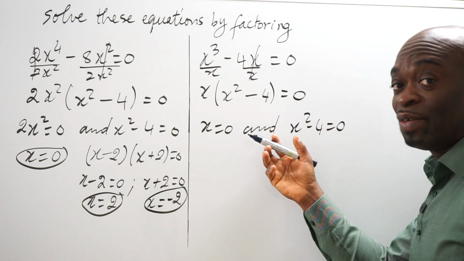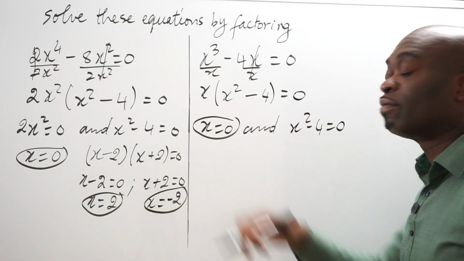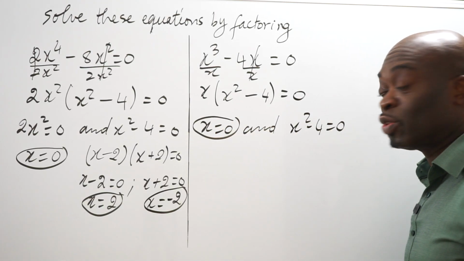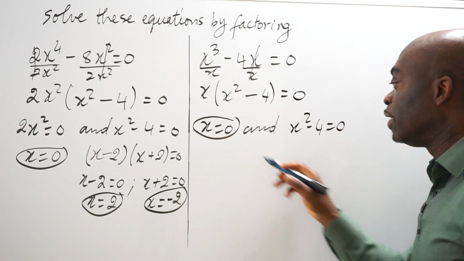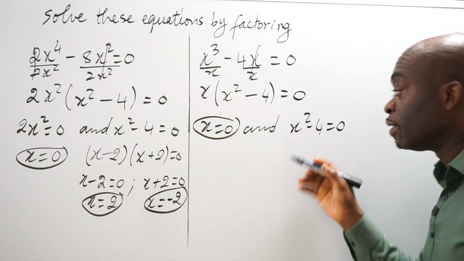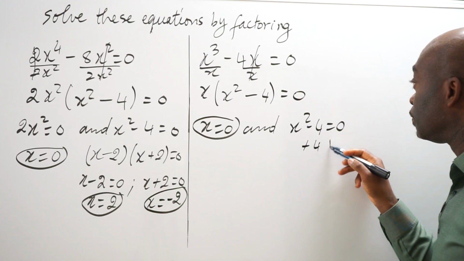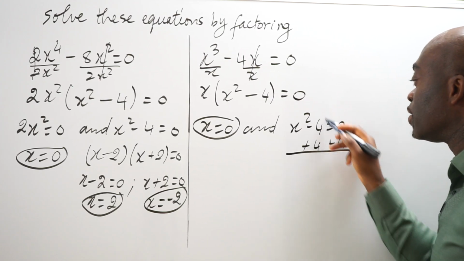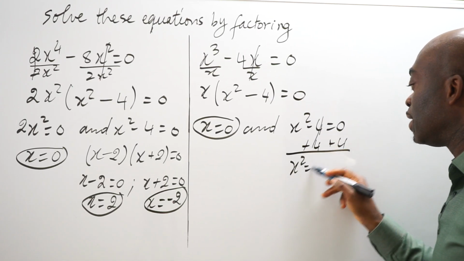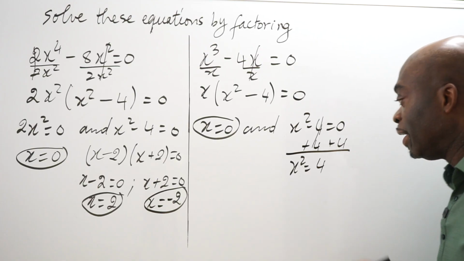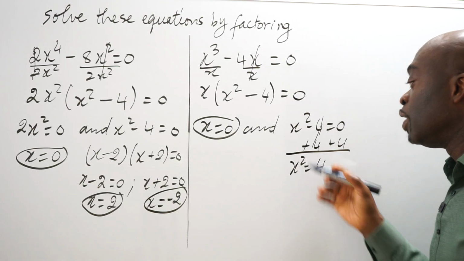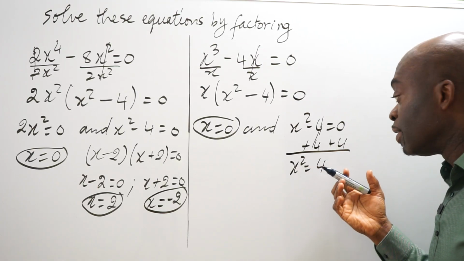So this one, there's nothing we can do about it. That's one answer, that's one solution there. Now when it comes to this one, what we can do here is just add 4 to both sides. And then this one is x to the second equals positive 4. Okay? And then solving for x, what do we do? We just take the square root of both sides. All right?